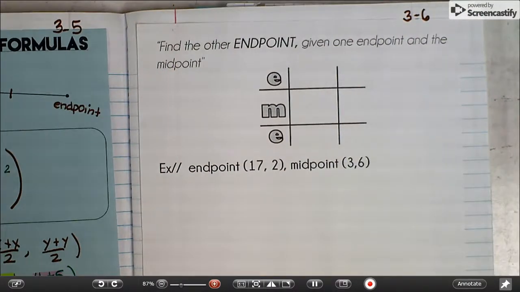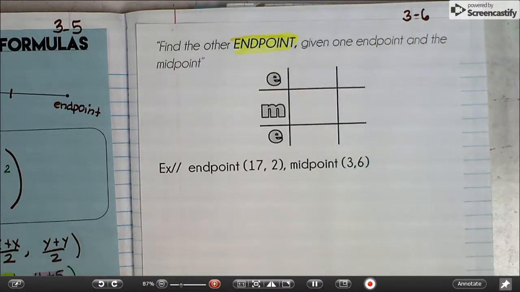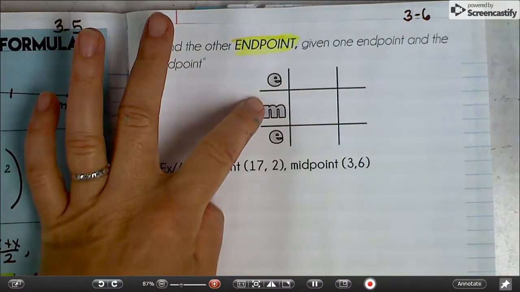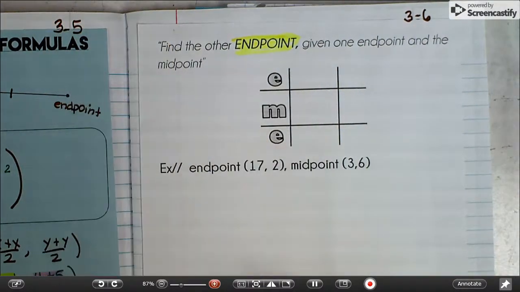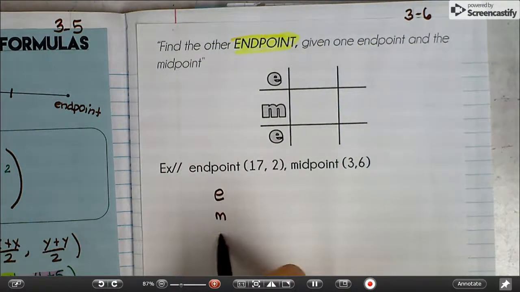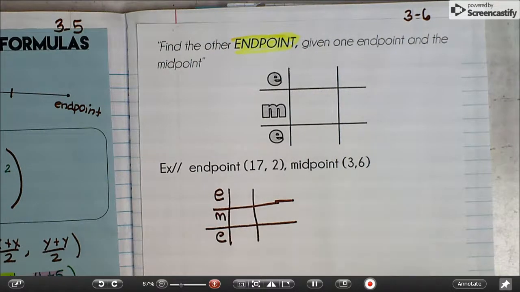Please take a highlighter and highlight the word endpoint because the instructions will be different if you use the endpoint. We could use the midpoint formula and do this whole algebra thing, but it's much easier to use this chart, EME, endpoint, midpoint, endpoint. So what we'll do is we'll draw the chart for every problem, endpoint, midpoint, endpoint. Very simple. And we want to fill things in.